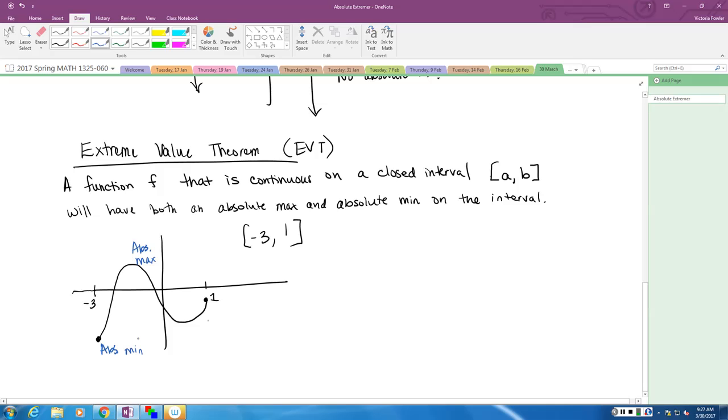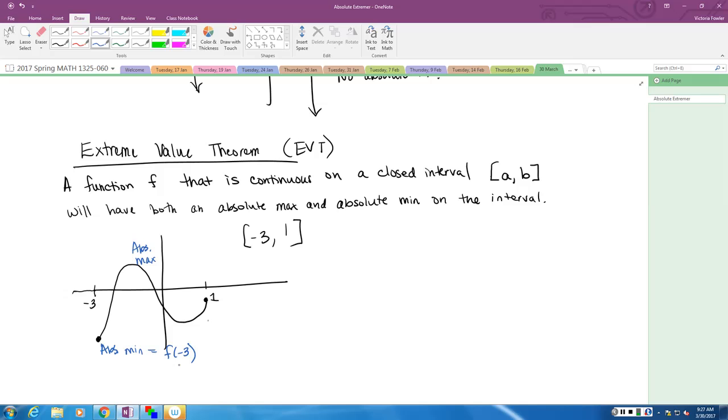Okay, be careful. How do I write that? I'd write it as f of -3. Yeah, or I could give the ordered pair. So the minimum value itself is going to be f of -3, and I could describe it by -3 comma f of -3.